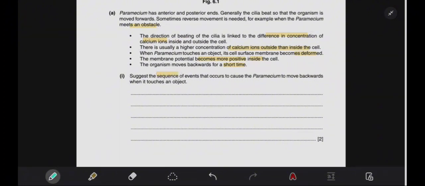This question is really easy since we can just answer using these bullet points. First of all, the direction of beating of the cilia is linked to the difference in concentration of calcium ions inside and outside the cell. Normally, there is a higher concentration of calcium ions outside than inside the cell. So obviously, the calcium ions will diffuse inside the cell, and this will also happen because when the paramecium touches an object, its cell surface membrane becomes deformed. So when this happens, the calcium ion channels open, or you can say, let's start it like this.